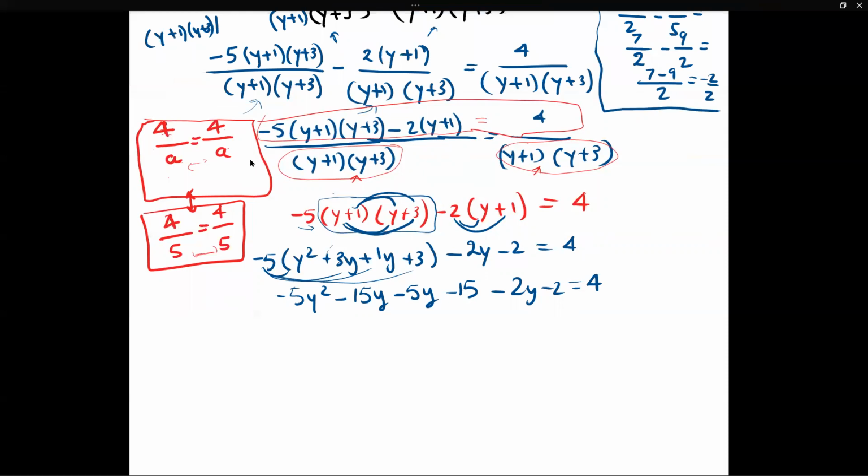All right, so anything to combine, we have -15 minus 5 is -20. Then we have -2, that's -22y. We have -15 and -2 is -17. And we have -5y squared. We're going to subtract this 4 from both sides because we want that standard form, and it's going to be -21 equals 0.